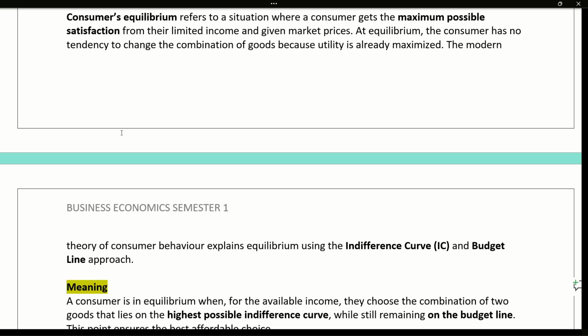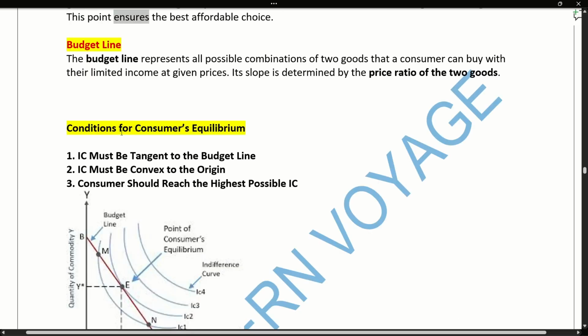Meaning: a consumer is in equilibrium when, for the available income, they choose the combination of two goods that lies on the highest possible indifference curve, while still remaining on the budget line. This point ensures the best affordable choice. Budget line: the budget line represents all possible combinations of two goods that a consumer can buy with their limited income at given prices. Its slope is determined by the price ratio of the two goods.